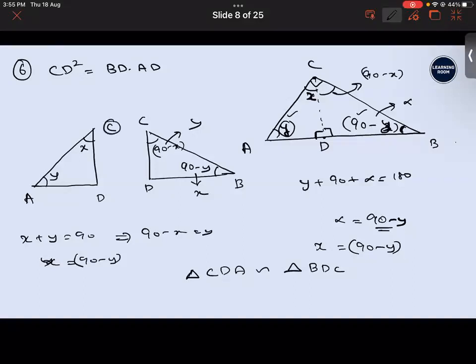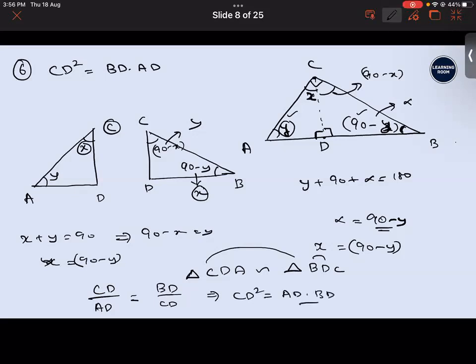Because angle C is x in this triangle, angle B is x. So angle C and angle B, I ensured they are written first. Then the 90-degree one is D. Other angle you already know. So CD divided by AD is equal to BD divided by CD. Is that right? So what can we prove from this? CD square is equal to AD into BD. Is that what they asked? Am I right? Did you understand what I did?